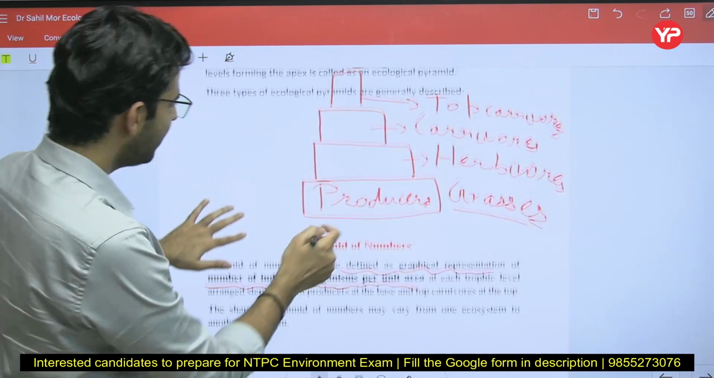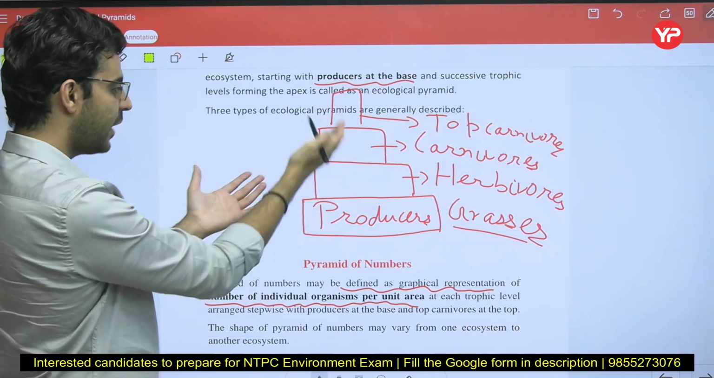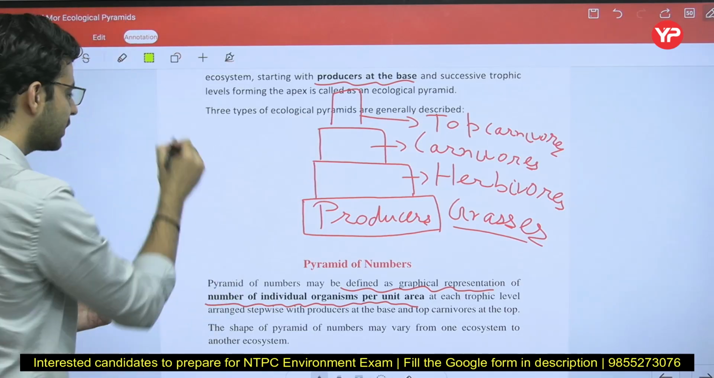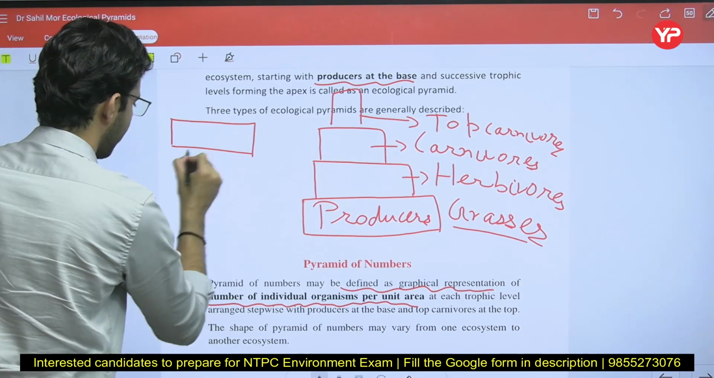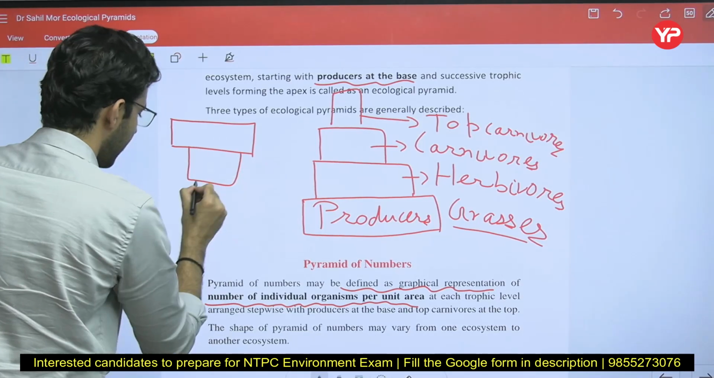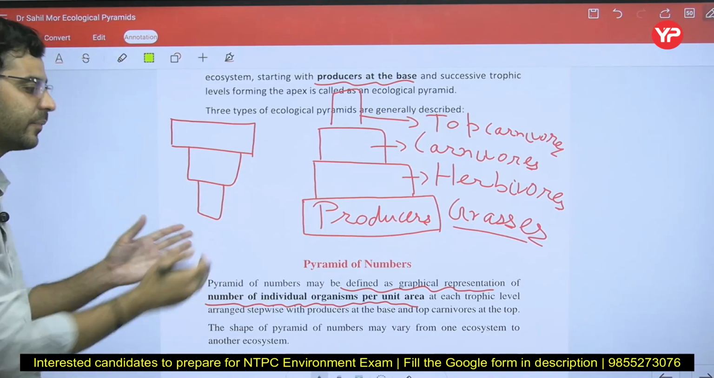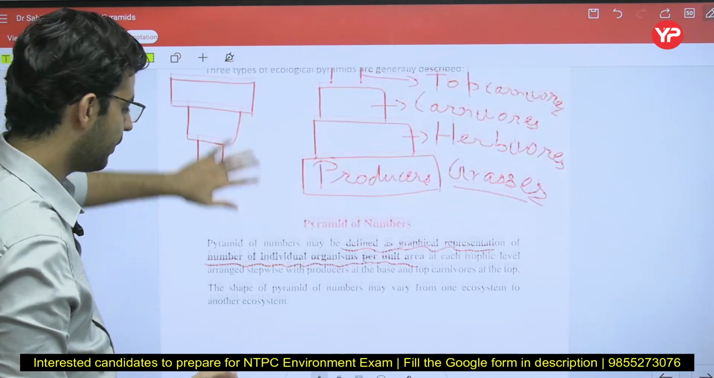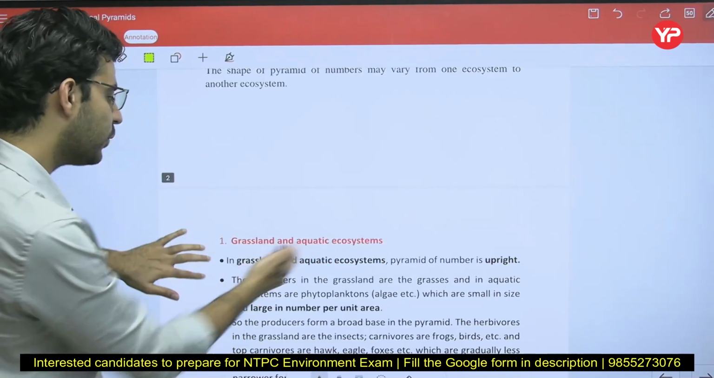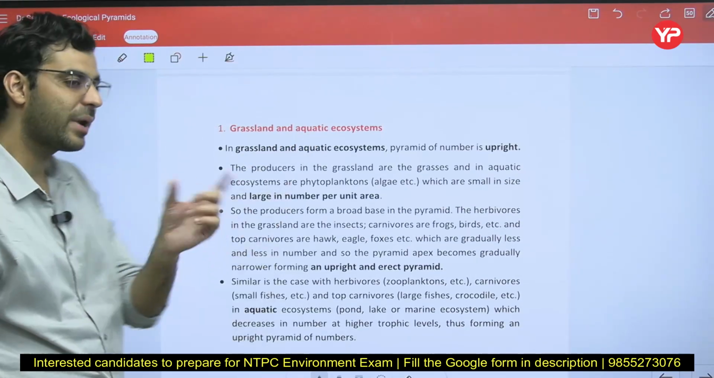जो ये मैंने स्ट्रक्चर बताया ये क्या है? अपराइट है, ऊपर की तरफ स्ट्रक्चर बन रहा है तो ये होगा अपराइट. अगर यही स्ट्रक्चर हमारा ऐसे बने, if somewhat structure is like this, then it is inverted. It is known as inverted structure, upright, inverted. तो अब इसके बेसिस पे हम डिफरेंट इकोसिस्टम्स पढ़ेंगे. So first is grassland and aquatic ecosystem for pyramid of numbers.